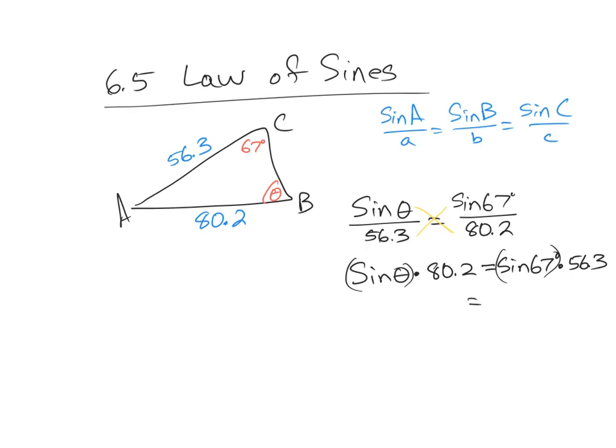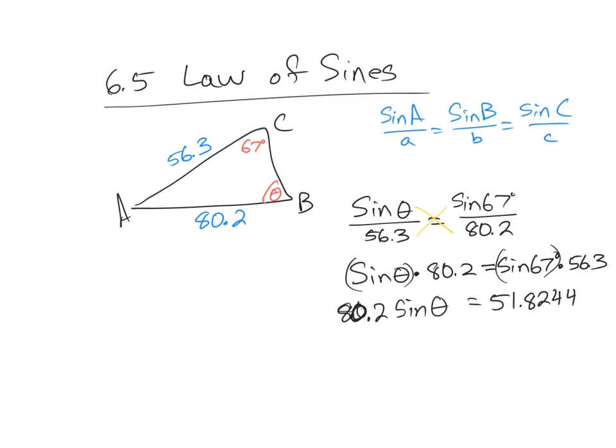Everybody make sure you're in degree mode. So the right side, I get 51.8244. Make sure you got that on your calculator. Make sure you did it right. On the left side, I still have 80.2 times the sine of theta.